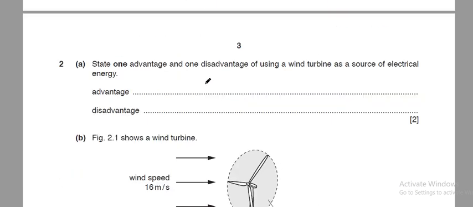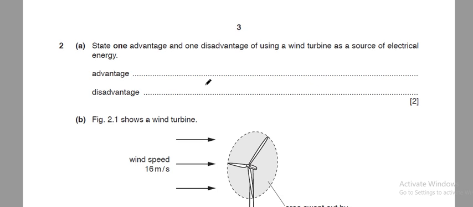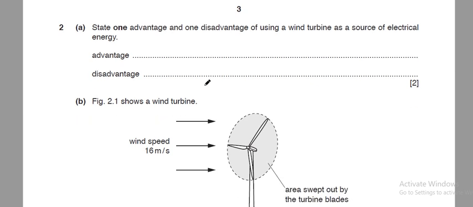State one advantage and one disadvantage of using a wind turbine as a source of electrical energy. Advantage: it is renewable. And the disadvantage: it is seasonal.